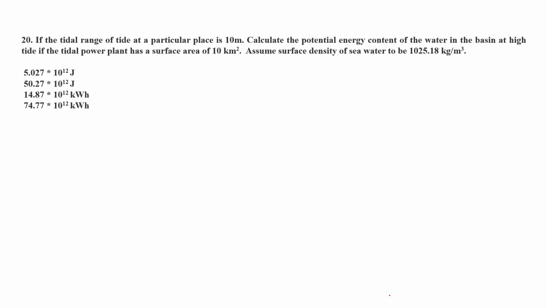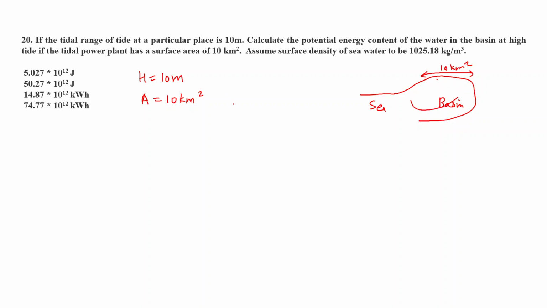Let us move to the next and the last question for the day. The question is: if the tidal range of tide at a particular place is 10 meters, so the height is given as 10 meters, calculate the potential energy content of the water in the basin at a high tide if the tidal power plant has a surface area of 10 kilometer square. Assume the density of seawater to be 1025.18 kg per meter cube. Suppose this is the sea and this is our basin, and the surface area of this basin is 10 kilometer square. We have to calculate the potential energy content.